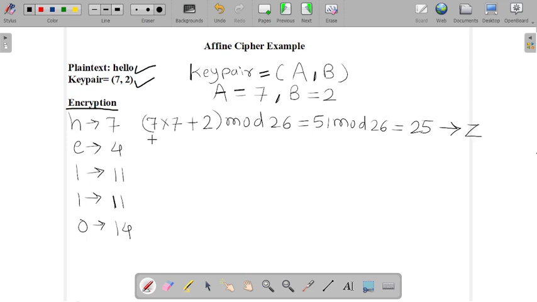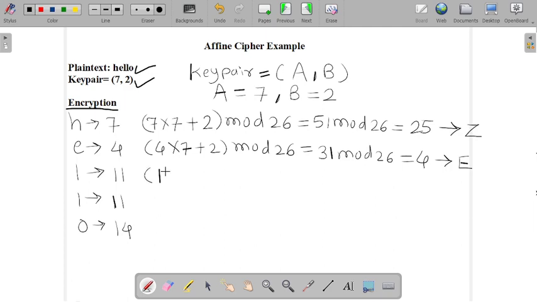For E, which is 4, we take 4 into 7 plus 2 mod 26. 4 into 7 is 28, 28 plus 2 is 31. So 31 mod 26 gives the value 4. And for 4, we write the alphabet E.